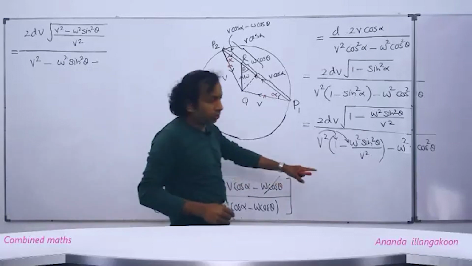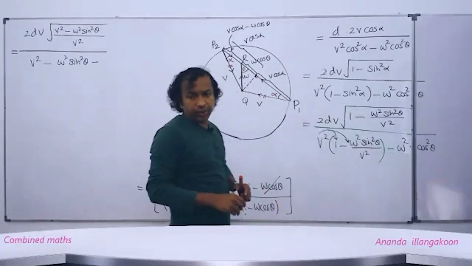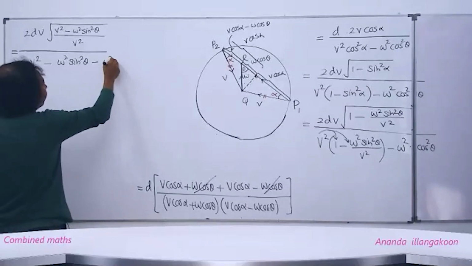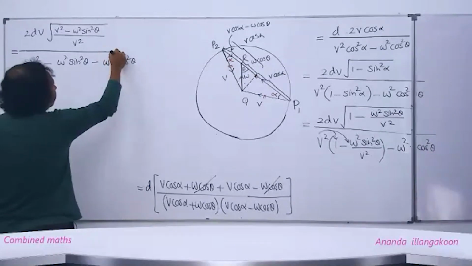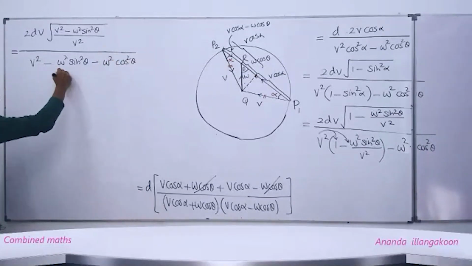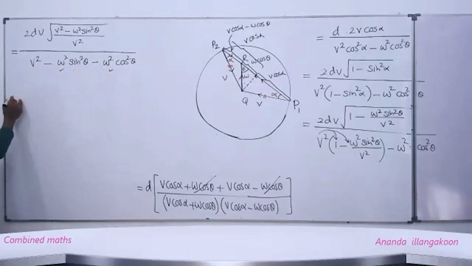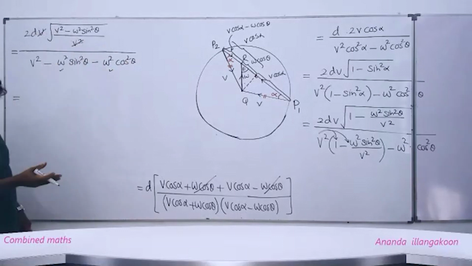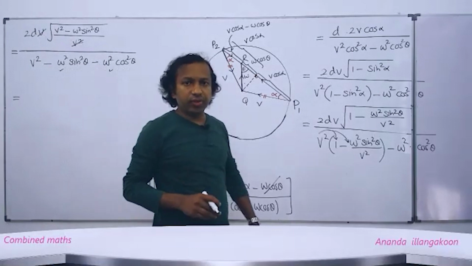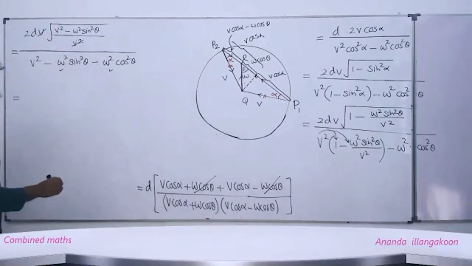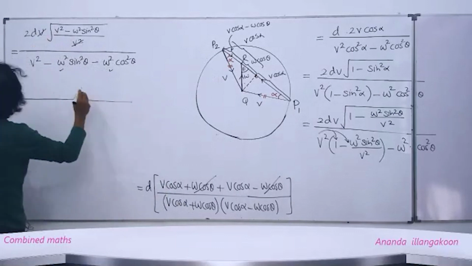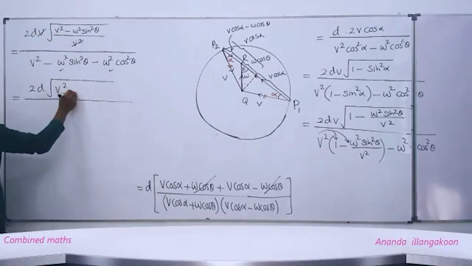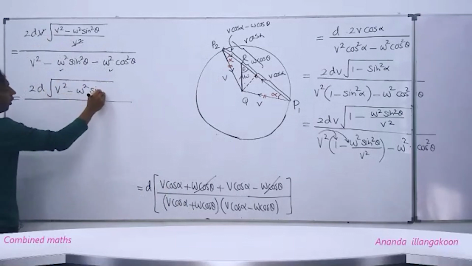Another w squared cos squared theta, people, we have another w squared cos squared theta. By this term and this term, you can take this minus w squared out. And this v squared you can take out. That v squared, then this we can cancel down. Once you take that v squared out from the root sign, people, that will be v. That v and this v we can cancel down. Then we get 2d times v squared minus w squared sine squared theta.